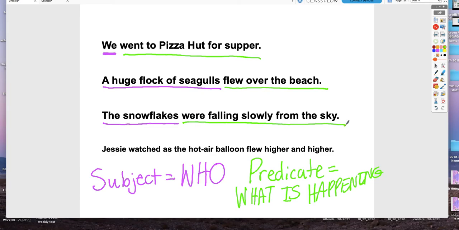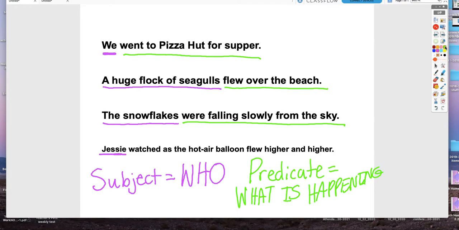All right, last sentence says, Jessie watched as the hot air balloon flew higher and higher. The subject in that sentence, oh, Jose's not in the room right now. The subject in that sentence, Jake, is what? Jessie. Very good, Jake. Nice job, buddy. Jessie is the subject.